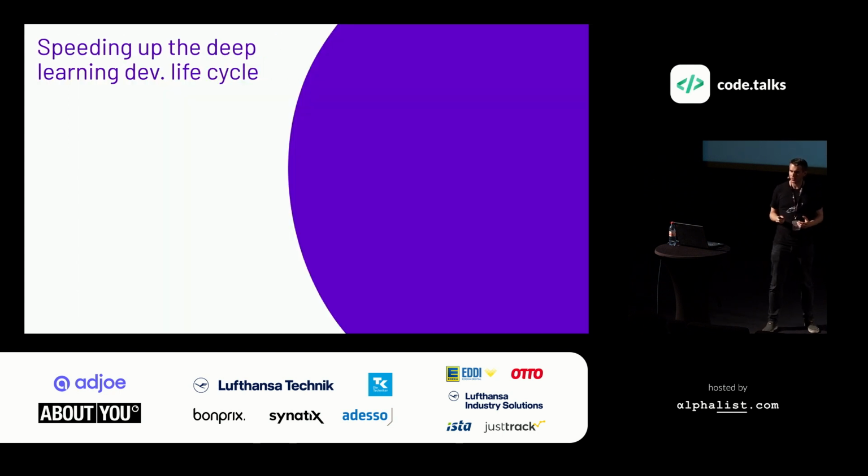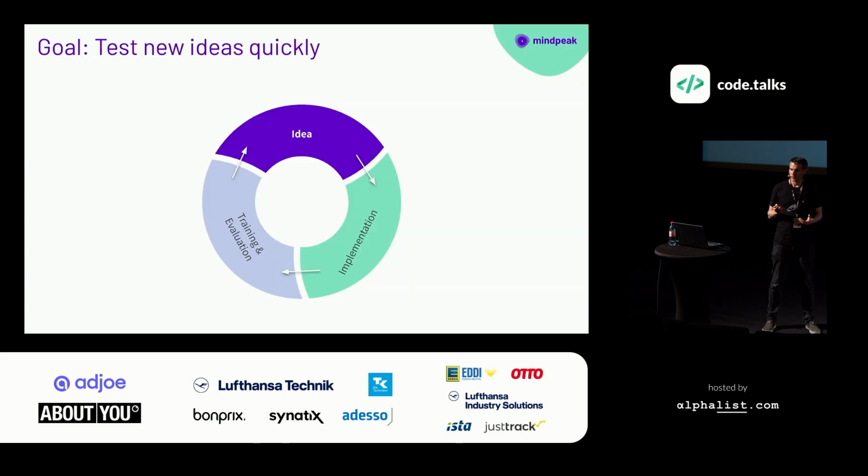And something that's very important to me that I always emphasize is that we need to speed up the deep learning development life cycle. This is because we want to go from idea to implementation to training and evaluating a model as fast as possible. Why? Well, if you take, let's say, a month for this cycle, then you can try out 12 things in a year. But if you take only a week, then you can already try 50 things. If it takes you 2 days, then you can try more than 100. So the faster you are in this process, the more ideas you can try out.